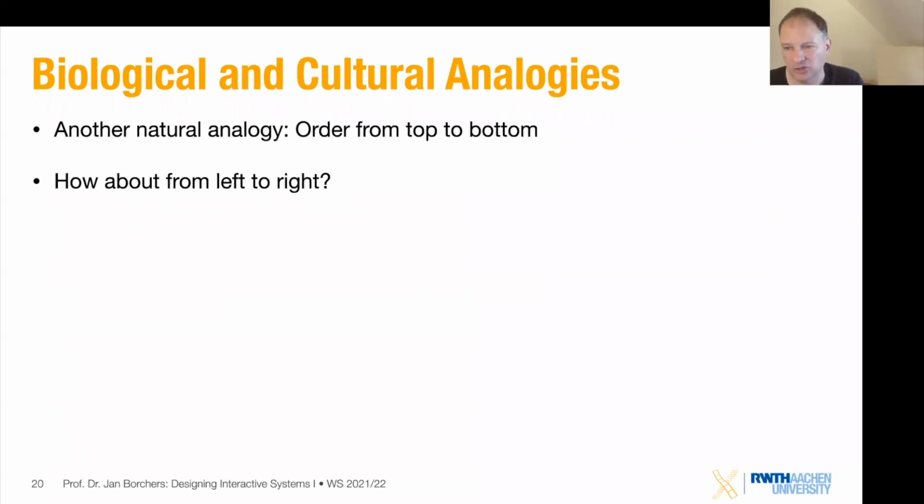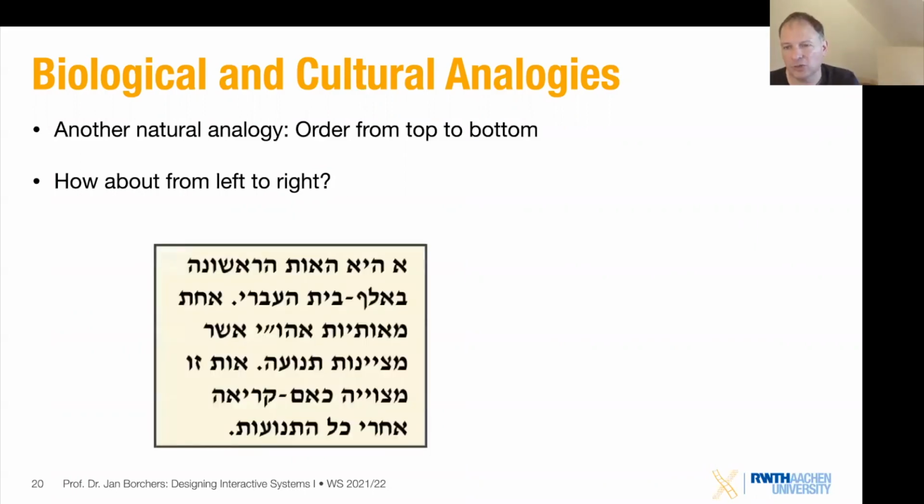Another natural map analogy is the order from top to bottom. And this is actually one that is not cultural, but actually natural. Again, we can sort of understand this if you look at the writing systems in the world. There's lots of writing systems out there, apart from our Western Roman writing system. You've got things like Hebrew, and you've got writings in Asian countries that go, for example, top down. But we don't have any writing systems that go bottom up.